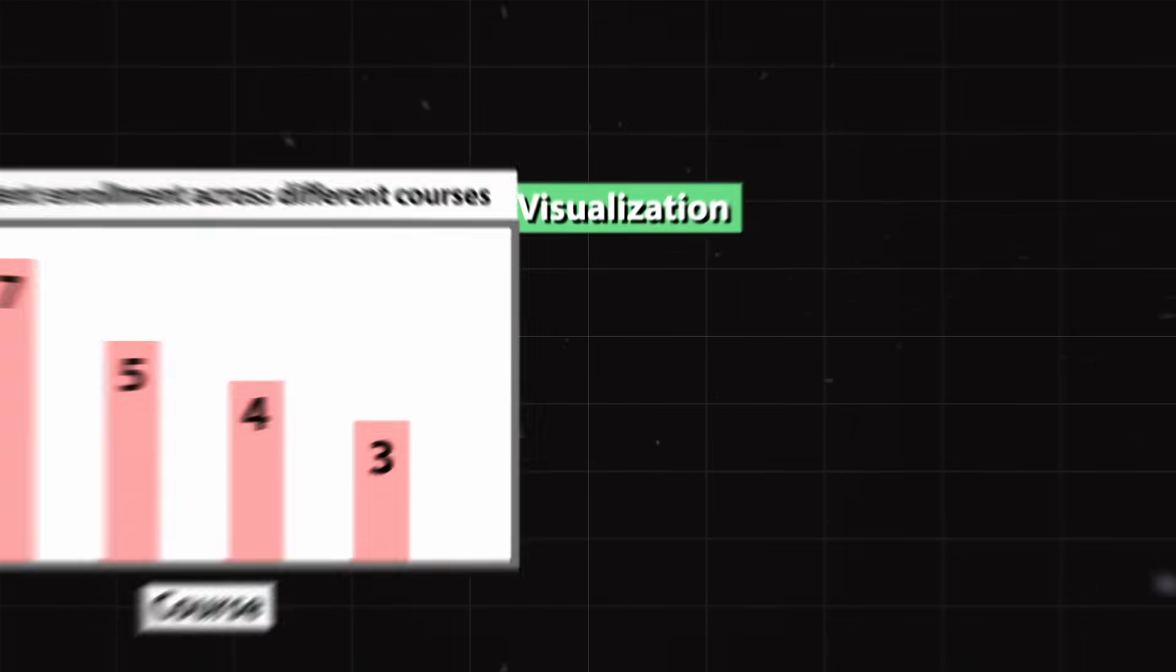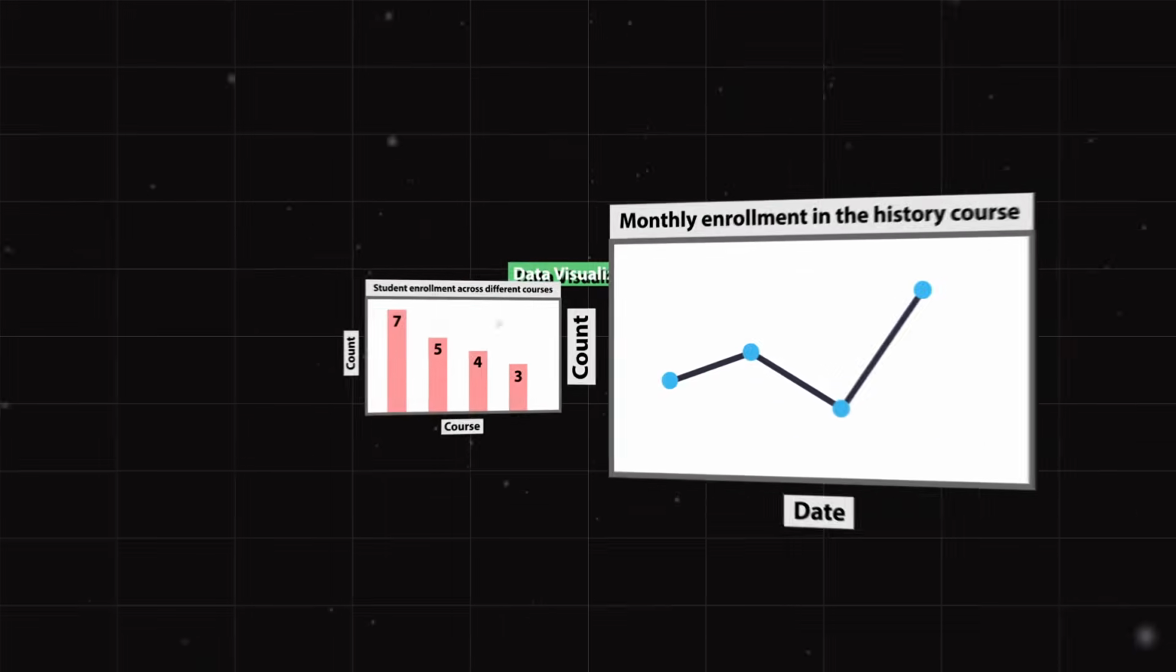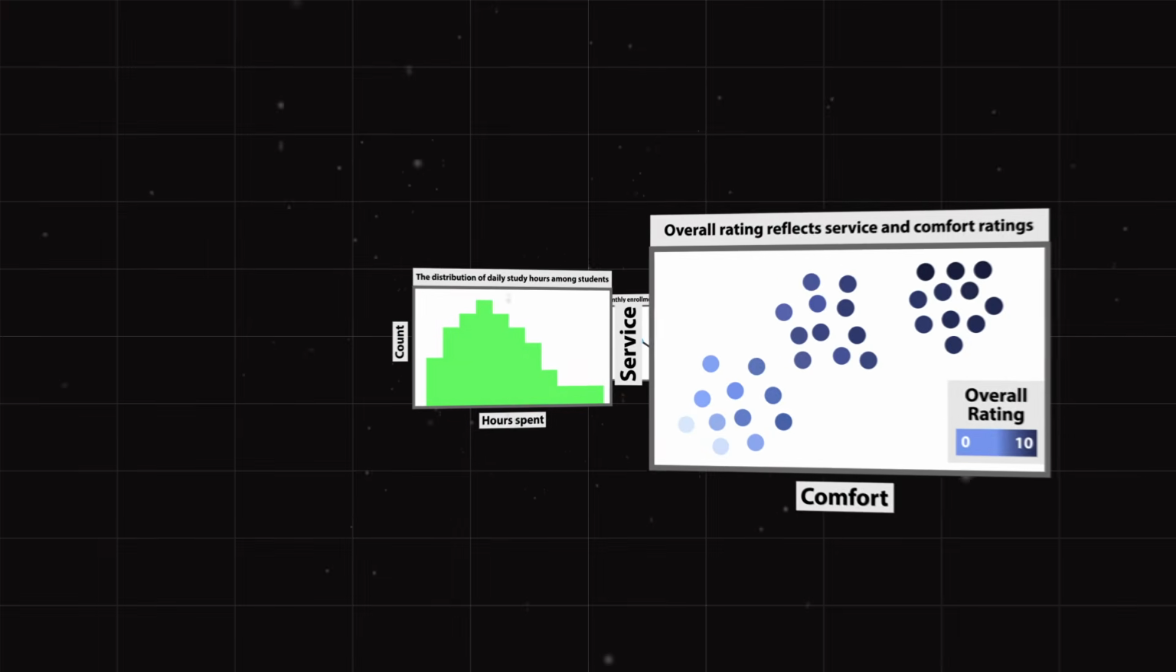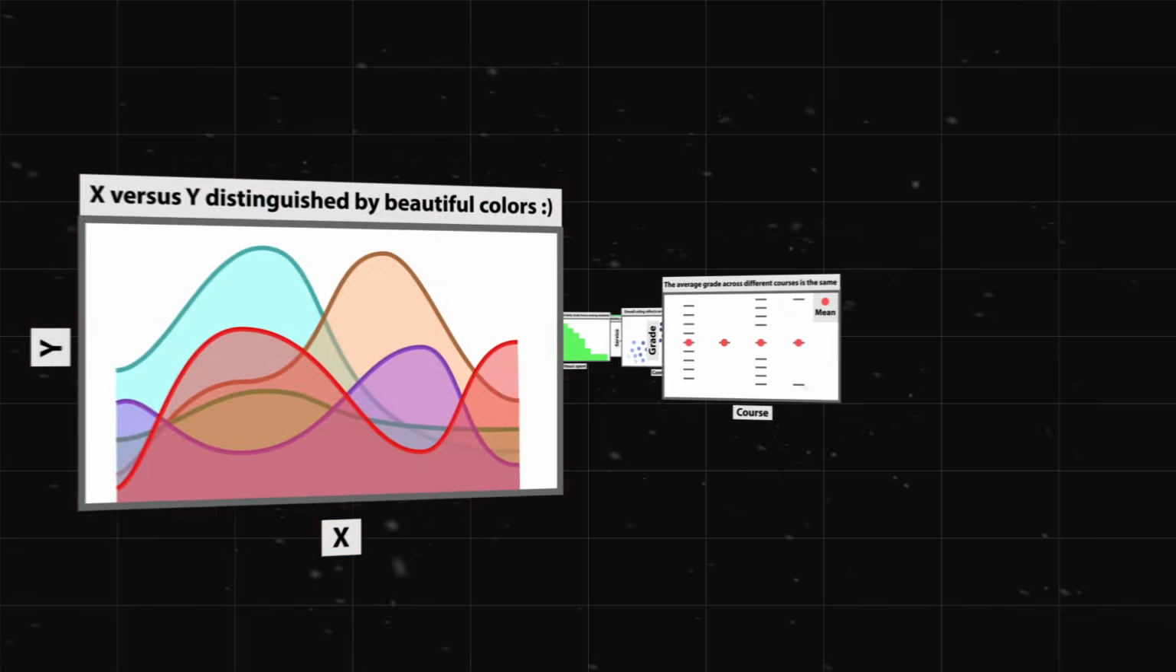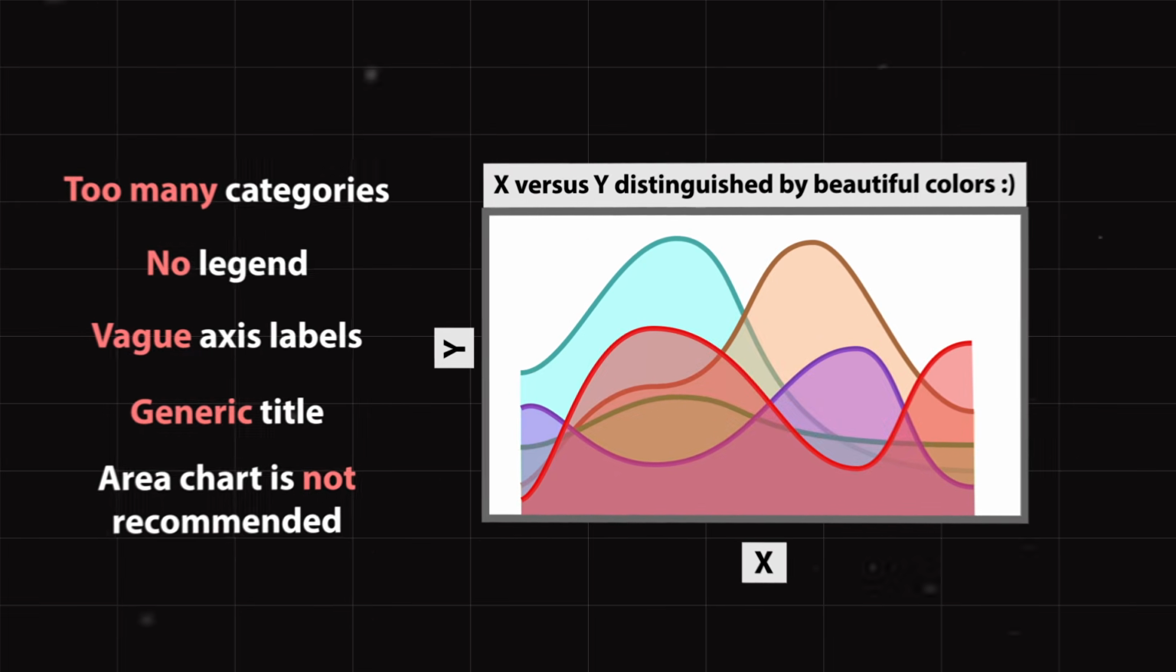Data visualization is one of the most powerful ways to communicate information quickly and effectively. Bad visualizations do not just make data look ugly, but they can actually mislead your audience.